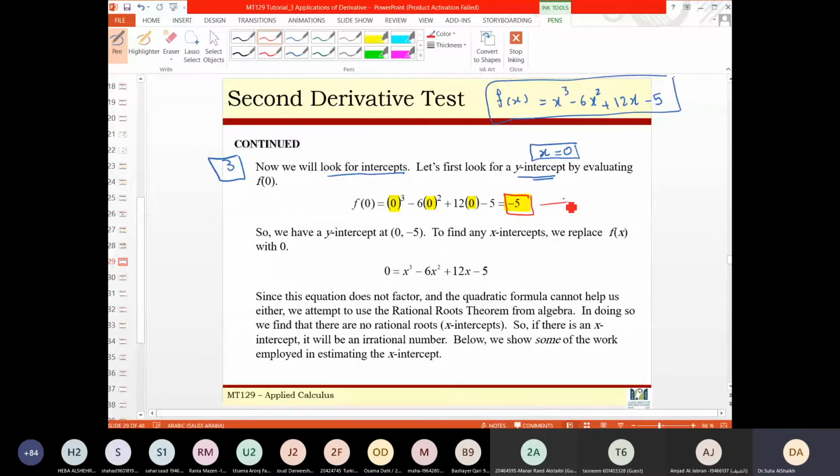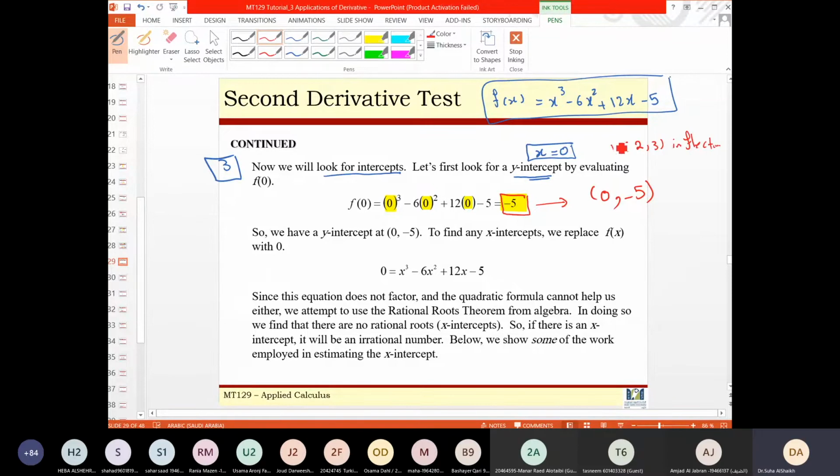So this gives me a point. The point is 0 for x and minus 5 for y. Great. Now I have 2 points: the intercept point, which is 0, minus 5, and the first point, which was the 2 and the 3, which is the inflection point.